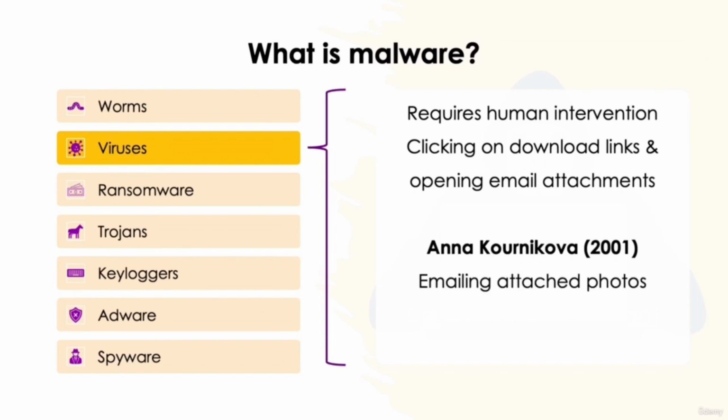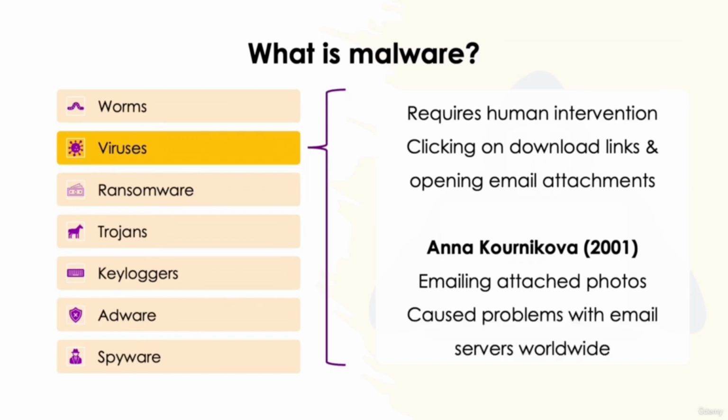If you're wondering who on earth Anna Kournikova is, in 2001 she was one of the most searched terms on the internet, having reached the peak in her tennis career. The attachment contained a virus which would instantly download and infiltrate the user's computer, causing problems with email servers worldwide. Though it's well known due to its celebrity counterpart, the virus thankfully didn't actually do too much damage.